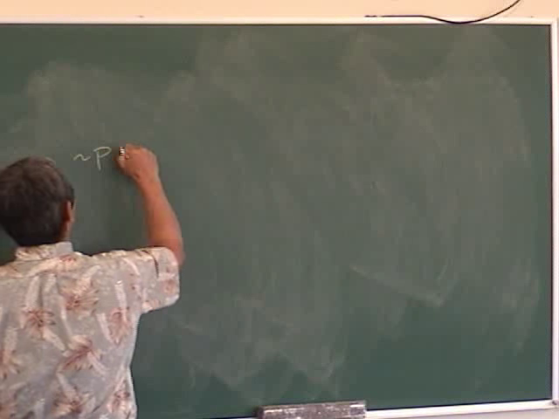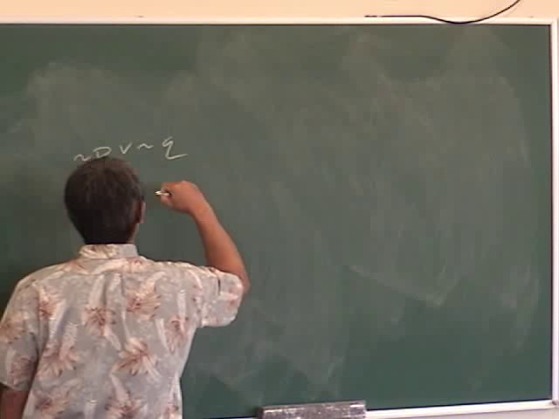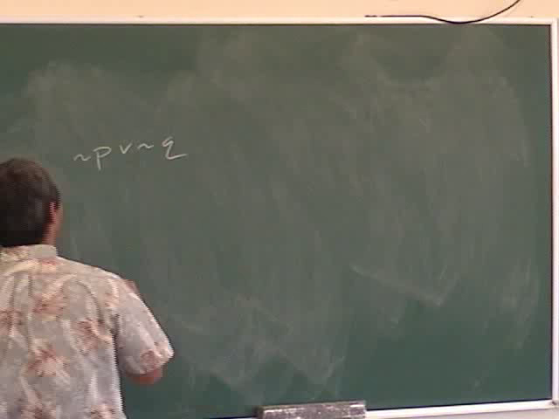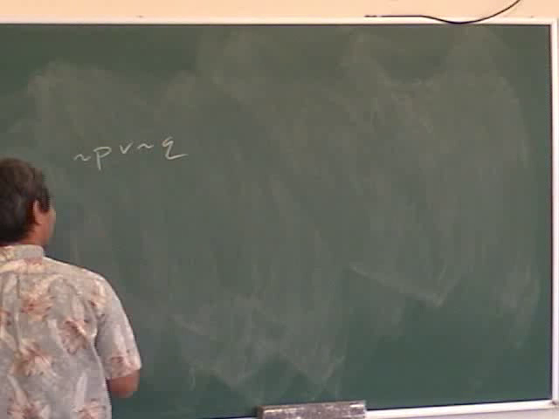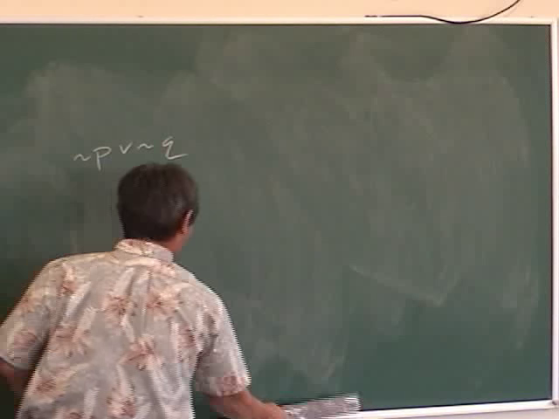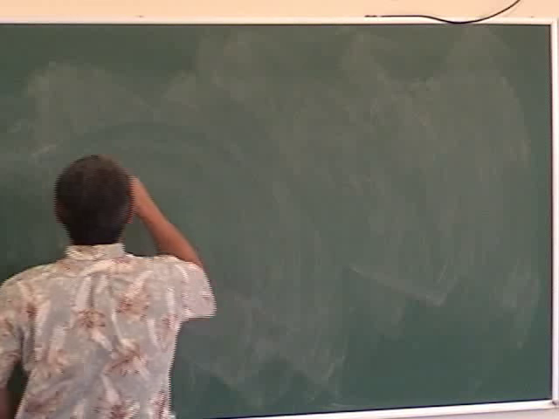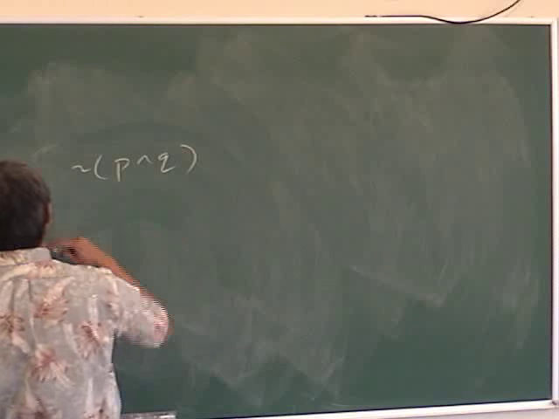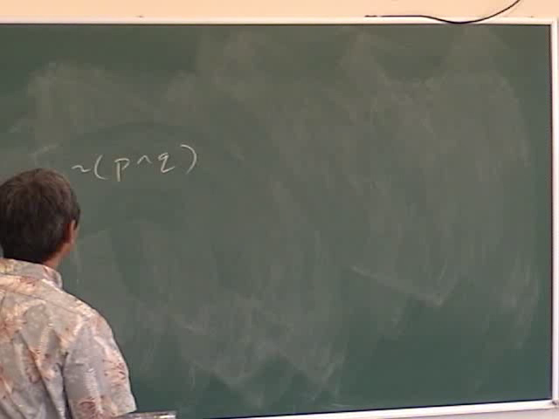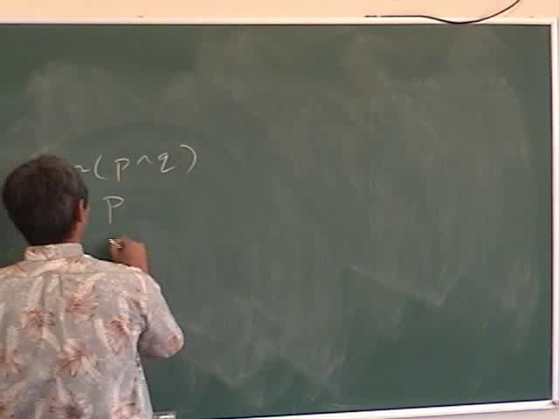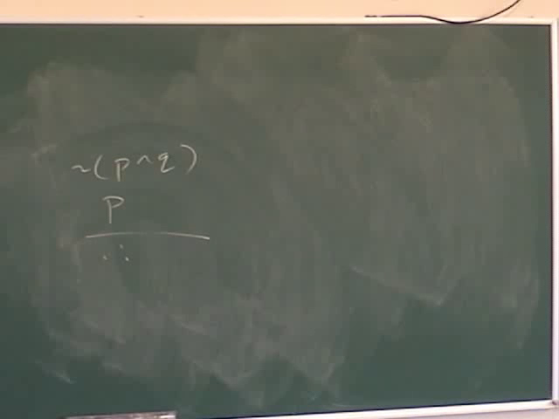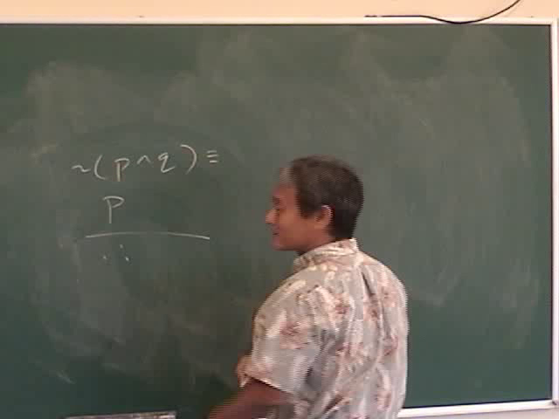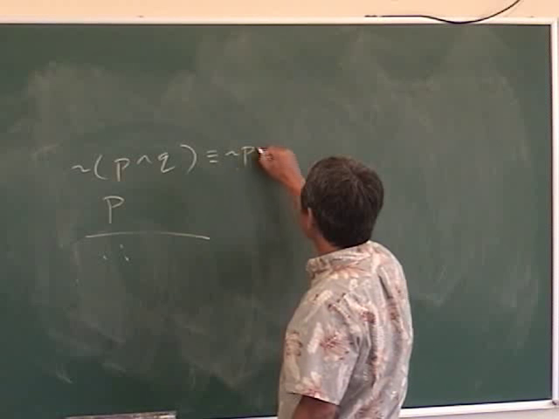Okay, wait, let me start over. Not (P and Q). Not (P and Q), P, therefore what? Okay, this is still kind of simple. Okay, well, what do I do with this? Well, what did we learn? Can I distribute a negation sign? Yes, De Morgan's law. Not P or not Q.